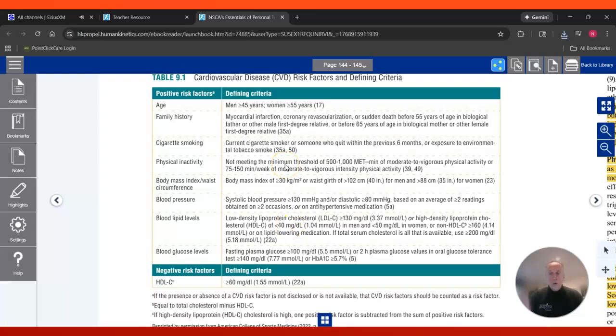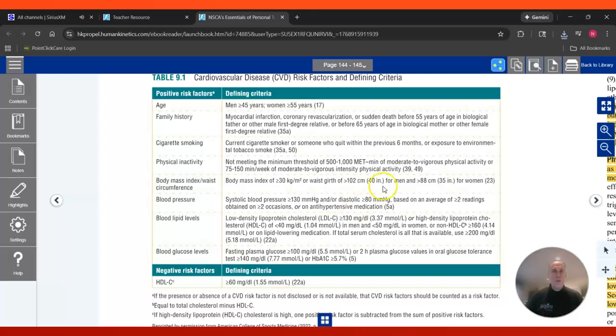And then conversely, there's only one negative risk factor, and I stress this all the time in our homework assignments. If they have high density lipoprotein that is greater than 60, that would be a negative risk factor, meaning you're taking a point away. So a person might be 65, male, that's a point. They may have had a family member who passed away before 55, that's a point. Non-smoker, and they don't meet any of the other ones, so they have 2 points so far. But because their HDL is above 60, that would take 1 point away. So their net would be 1 point.